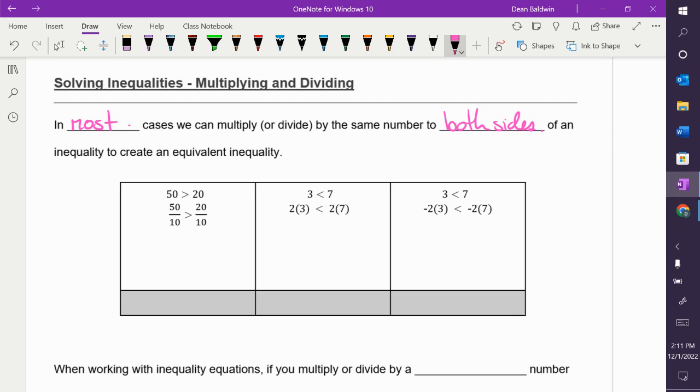So for example, is 50 greater than 20? Yes. If I divide by 10 on both sides, what's 50 divided by 10? 5. Is 5 greater than 2? Yeah. So it's still true. Is 3 less than 7? Yes, it is. If I multiply both sides by 2, I get 6 is less than 14. Is 6 less than 14?